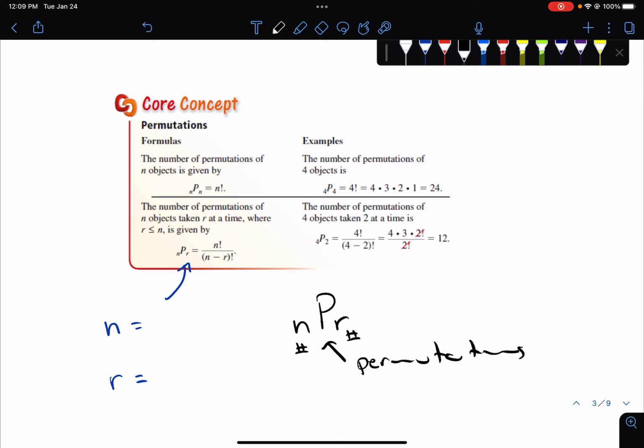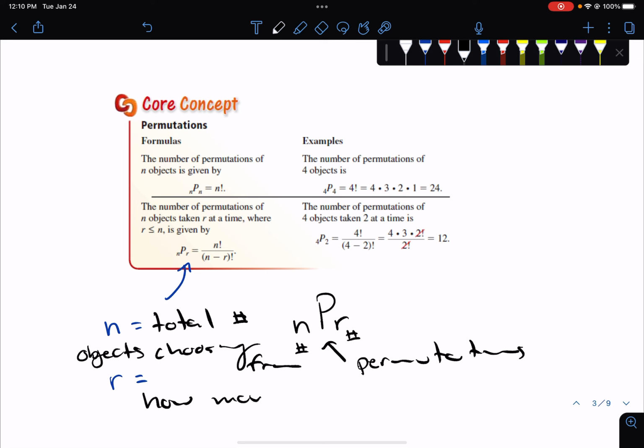So n stands for the total number of choices, like 5 letters, 10 letters, 11 letters, 5 people, 20 people. It's the total number of objects that you're choosing from. So maybe we should rewrite that. The total number of objects that you're choosing from. Okay. r is how many you are choosing. All right. r represents how many you're choosing.